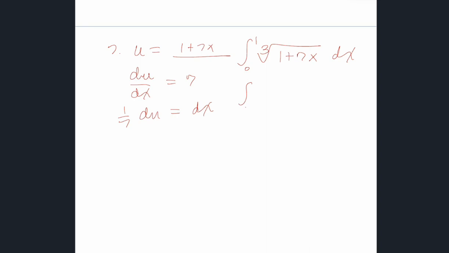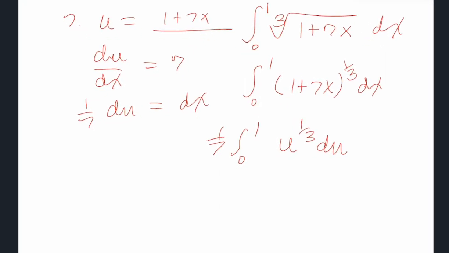But remember, I would suggest rewriting the cube root as a fractional exponent. Can anybody tell me what that fractional exponent is? What you got, Barry? 1/3. So that's a 1/3. Okay, so let's put all our u's into the problem. We are going to get u to the 1/3 du, with 1/7 on the outside. So dx is equal to 1/7 du, so we have to include that.